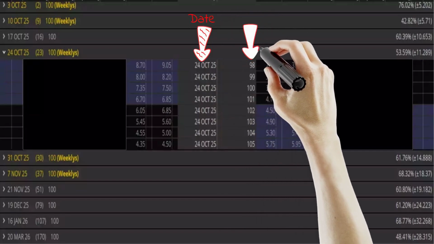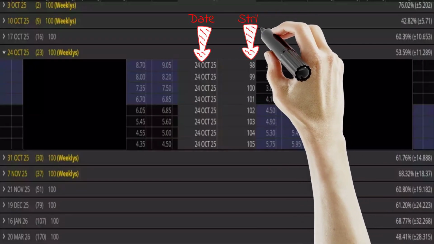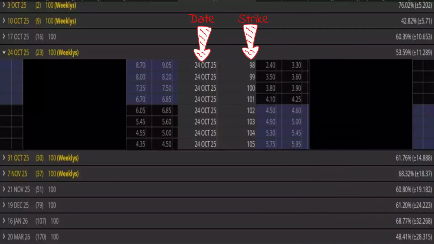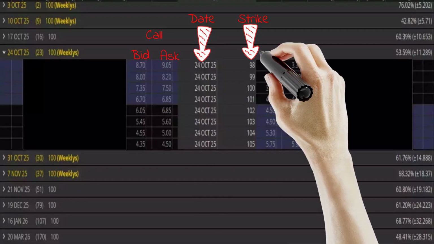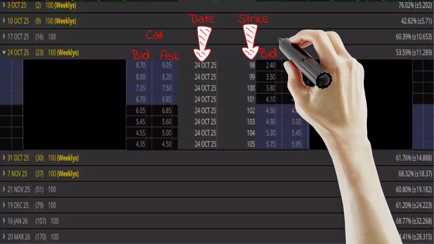Next to it, you have the strike prices, which is the 98, 99, 100, all the way to 105, which is what we talked about. This is the price, the line in the sand, where you are saying, hey, I want my stock to get above this particular price. Then you notice you have the bid and the ask on the left side, which is the call side. We haven't talked about that yet, that's the next lesson. And you have the bid and the ask on the put side.